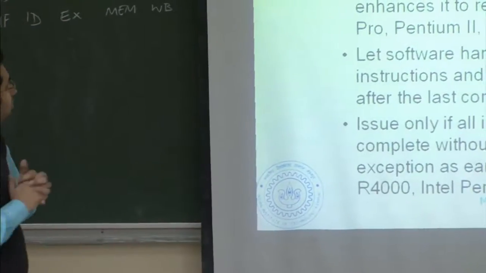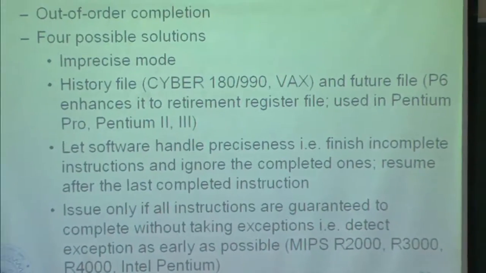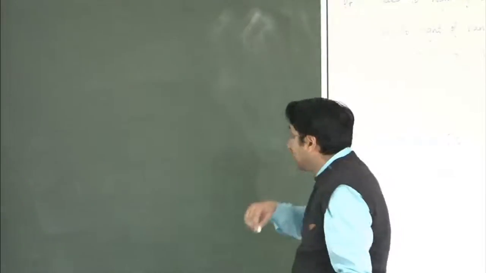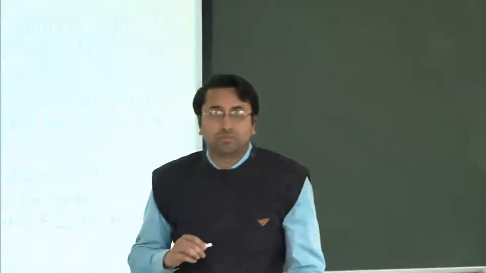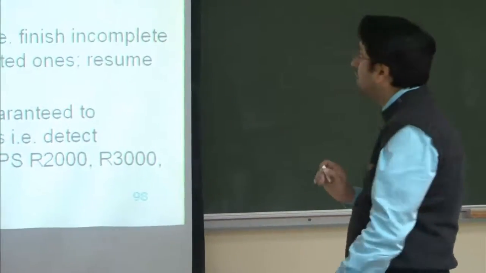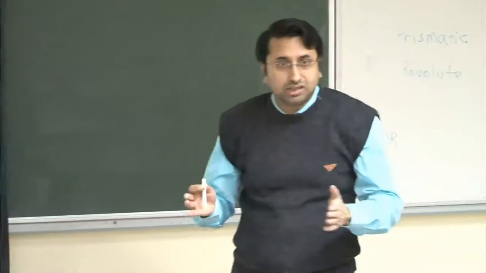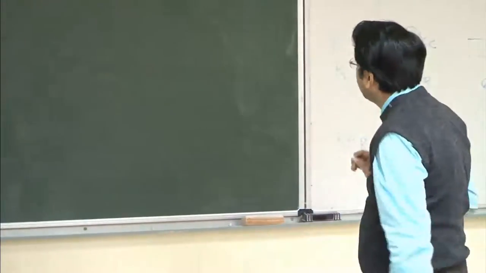Okay, so now the harder problem. What about the floating point pipeline? First let's try to understand why this is harder. Just to remind you, we had this floating point adder which had a 4-cycle latency. The multiplier had 7-cycle latency and the divider had 25-cycle latency, right?